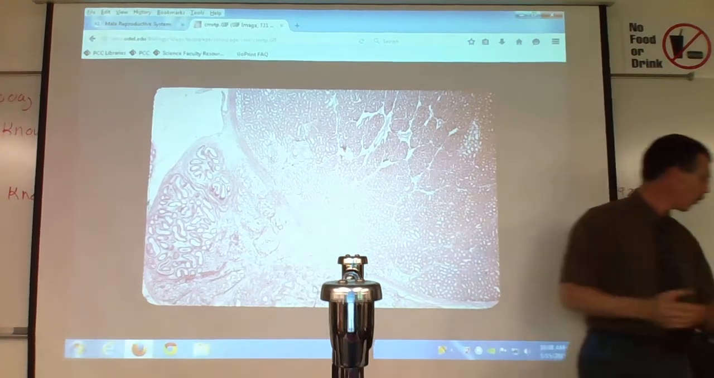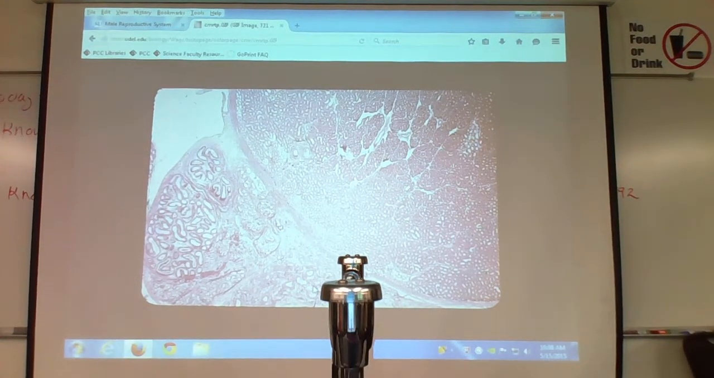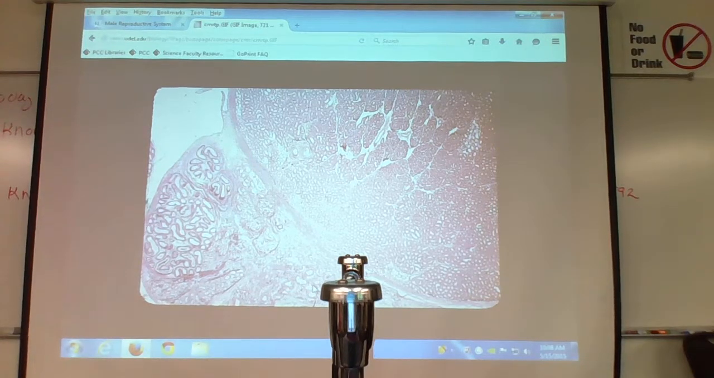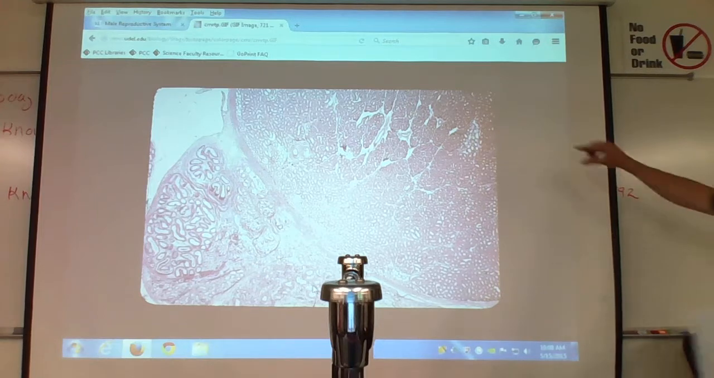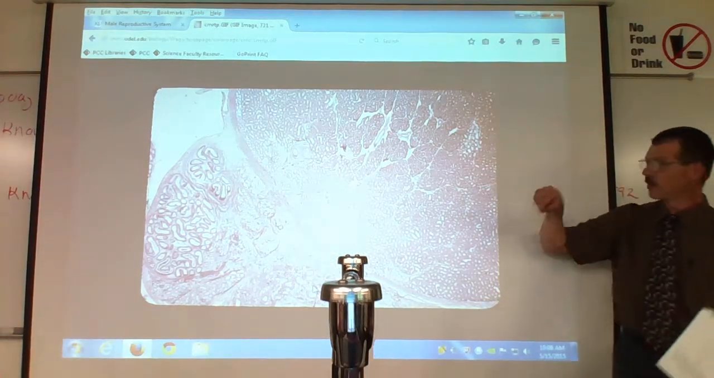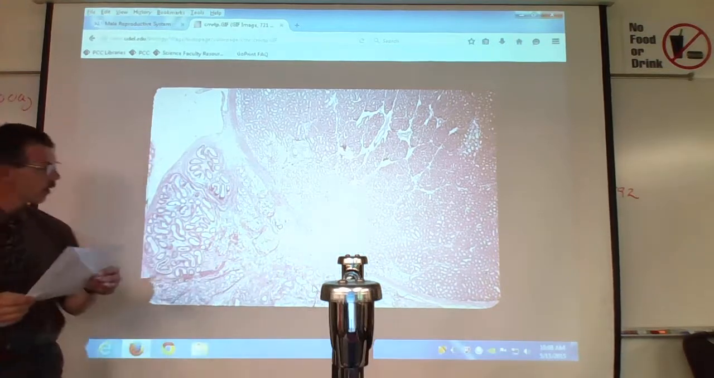What do you think we call the white line? Is that on your list? It's not. You took it off your list. All right. Those are lobules, the sections in the testis. So each of these is a lobule. Can you see the tunica vaginalis?